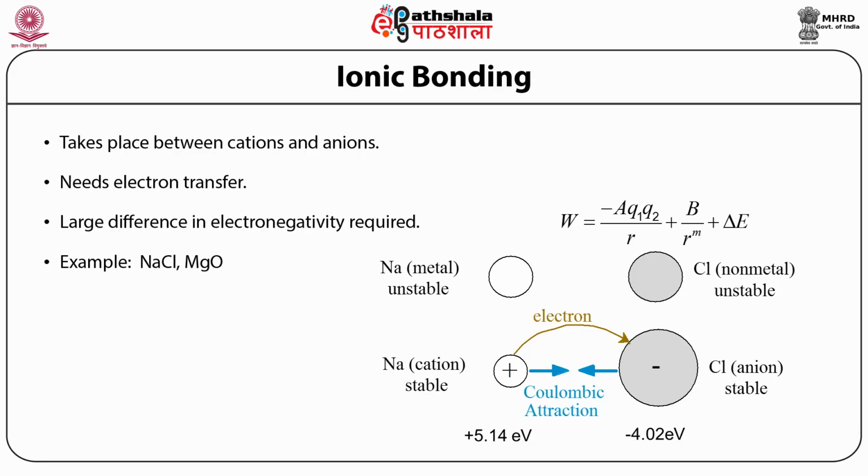Delta E is the difference between the ionization potential of cations and electron affinity of the ions, which is typically a very small number. So the bond energy is determined by taking the first derivative and equating to 0. From there we can find W naught at an equilibrium distance of R naught. This type of bonding typically leads to high bond energies, and as a consequence, ionically bonded materials typically exhibit high bond strength, high melting point, high elastic modulus, brittle nature, low thermal and electrical conductivities.